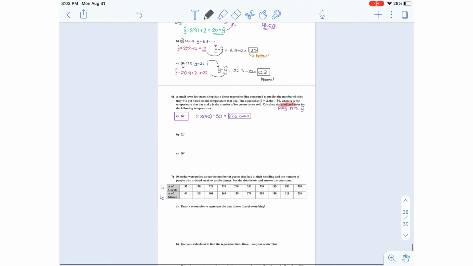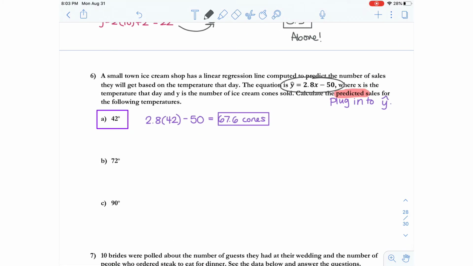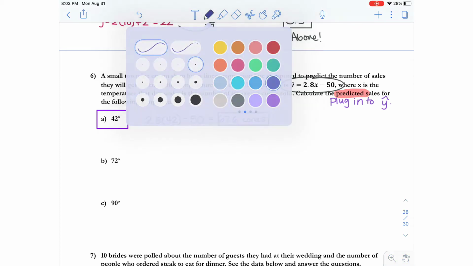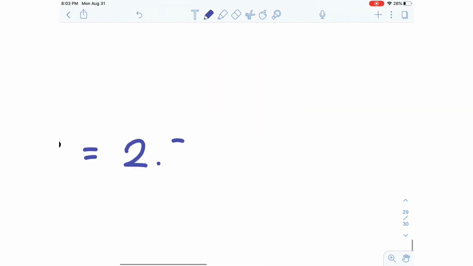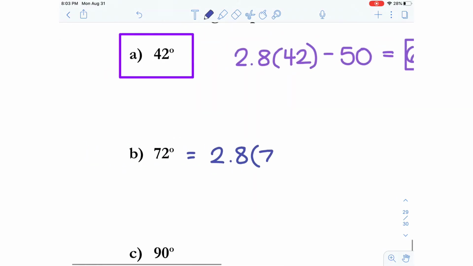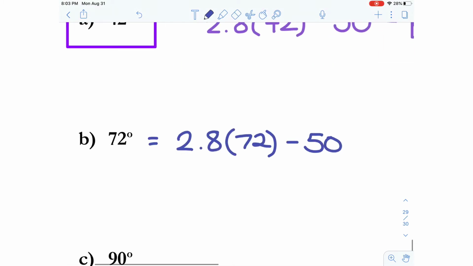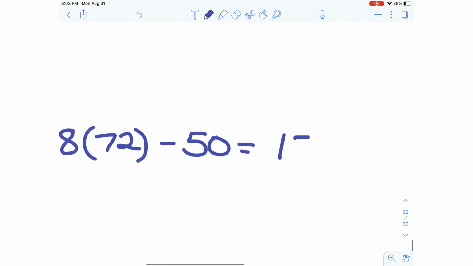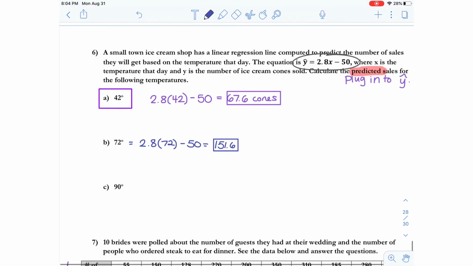All right, a couple more to go. This next one, again, they give me the equation, and then they say, just give me some estimates, make some predictions. Prediction just means to plug into the regression line. So my formula is 2.8 times 72, and then minus 50. Again, I'm just going to put this right into my calculator, and then I should get 151.6. Makes sense. I have a hotter day, so I'm going to sell more cones.